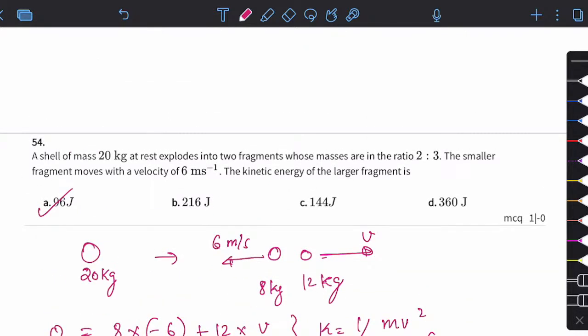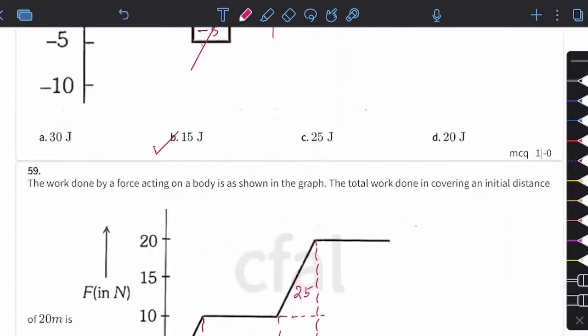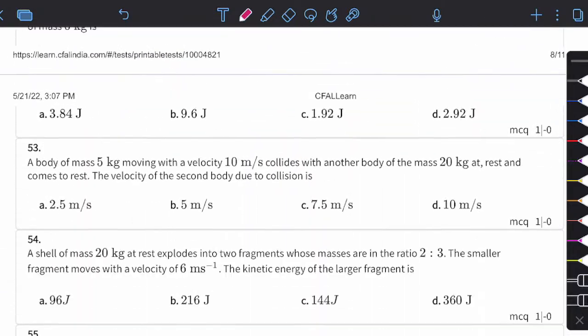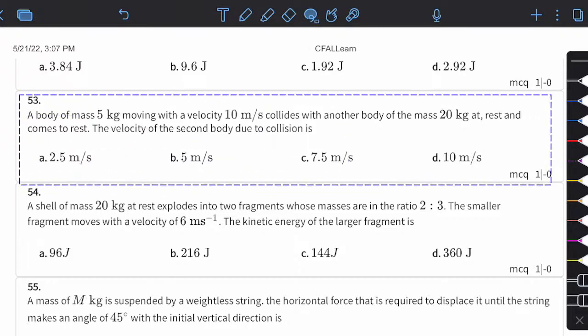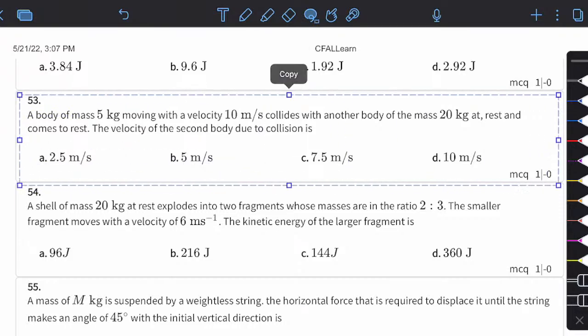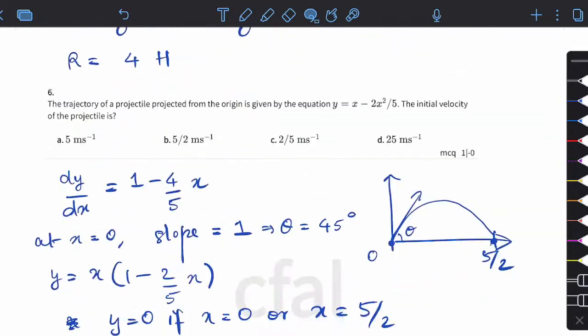Alright. So maybe we'll solve one more question involving collisions. Let's do the 53rd one. We're just trying to cover the various topics, not the entire test.